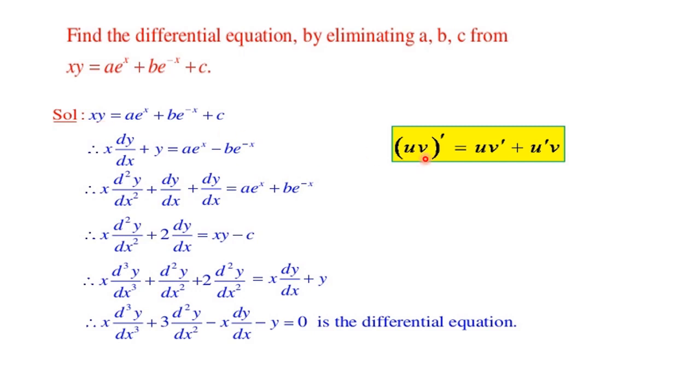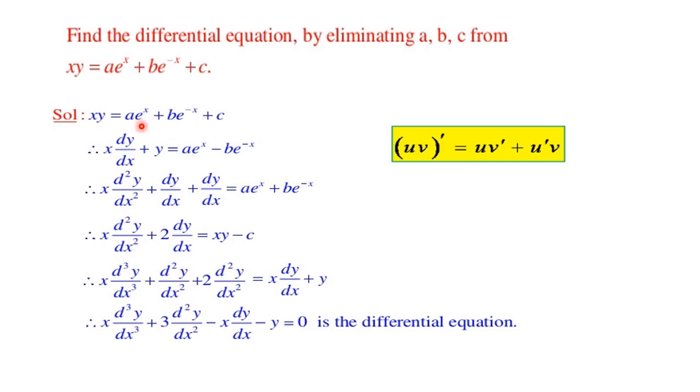For example, u and v here are the variables. How do we differentiate them? First function into derivative of second function plus second function into derivative of first function. Apply the formula over here. We'll get x into derivative of second function, dy upon dx, plus derivative of first function. That means x will have a derivative because we are differentiating with respect to x. That means it will be plus y only, is equal to a.